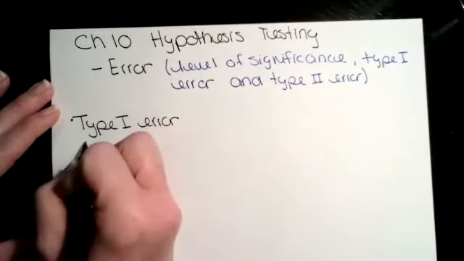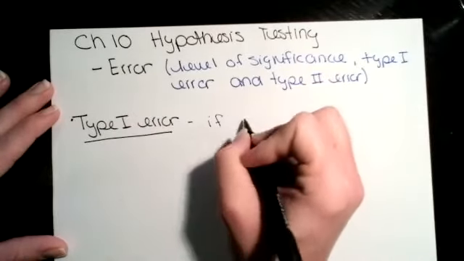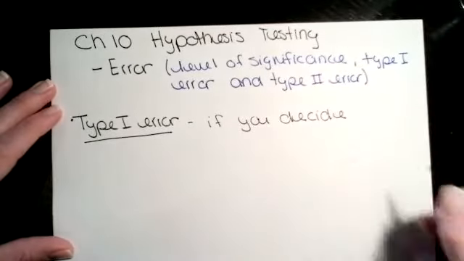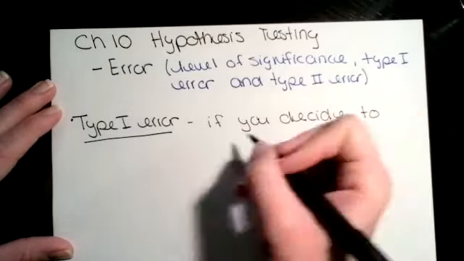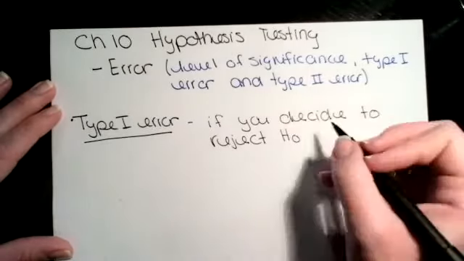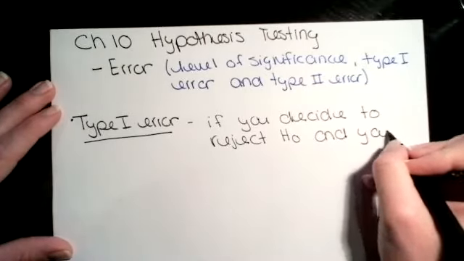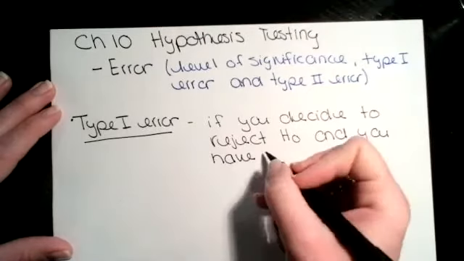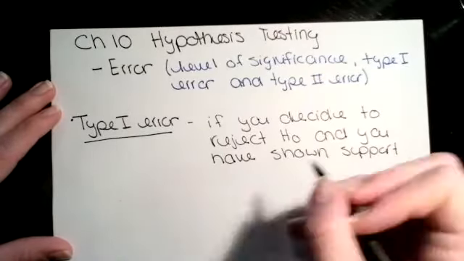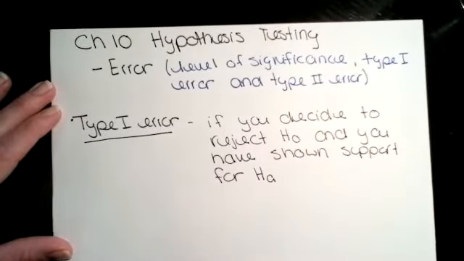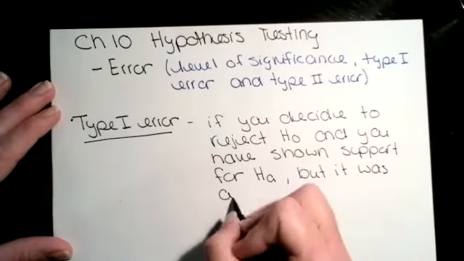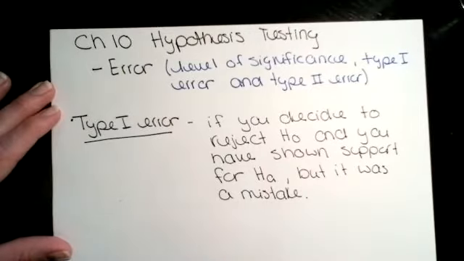So a type 1 error is if you decide to reject the null hypothesis and you have shown support for your goal or your alternative hypothesis, but it was a mistake. This is a type 1 error.